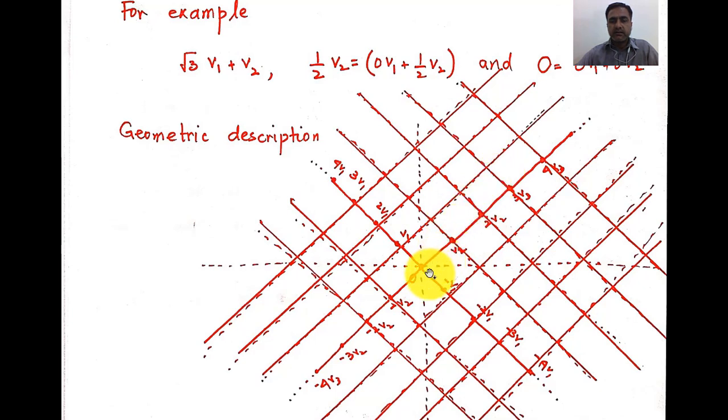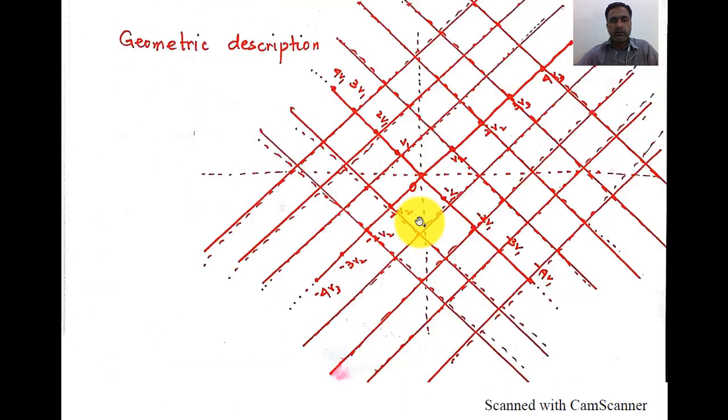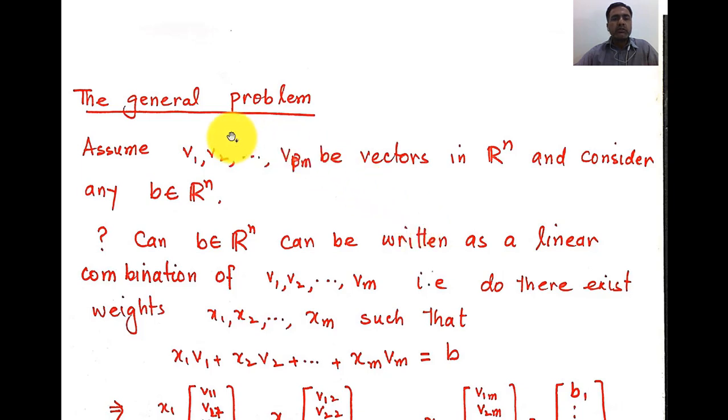Hence, what do we have at the end? For all values of c1 and c2 shown in this graph, which in this case are integer multiples of v1 and v2, we have all these points covered as a linear combination of v1 and v2. So now we move to the general problem.